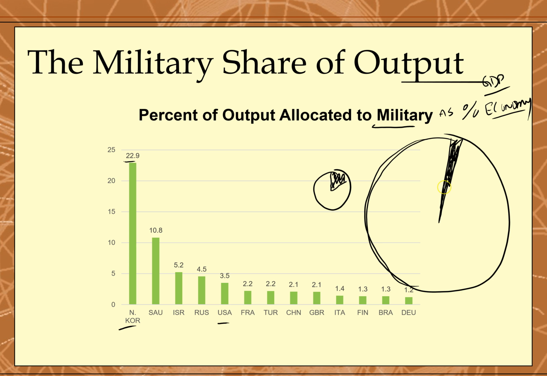But because the slice is so small relative to the overall economy, that's another way of saying the United States doesn't pay as high an opportunity cost as North Korea. Now, believe me, you can debate, is 3.5% of the overall economy dedicated to the military appropriate? And it's entirely appropriate to debate that. But what you can say is the United States doesn't pay as high a price for its military spending as a country, let's say, like North Korea.